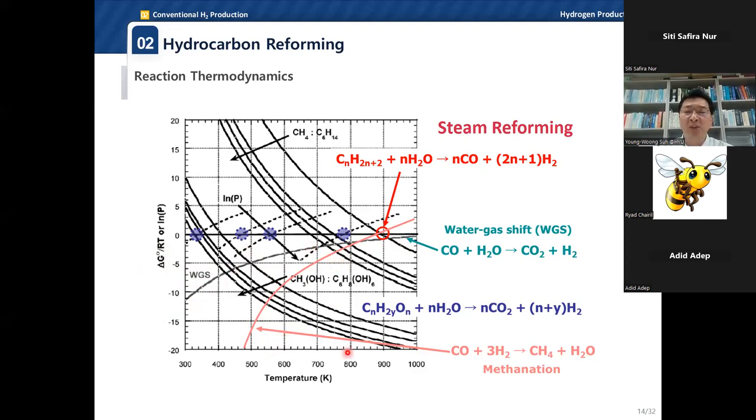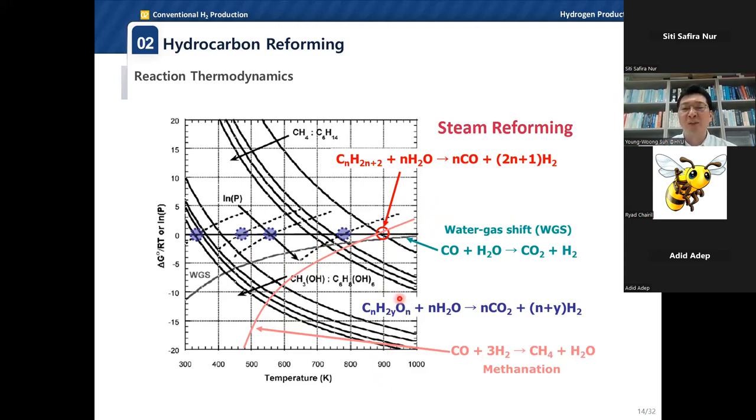And also I have to mention this reaction, methanation. The CO reacts with the hydrogen to produce methane and water at the same time. And for this pink curve over here, just around 900 Kelvin, this reaction is thermodynamically feasible, but above that temperature, it is not. So if we do not want to undergo methanation, we have to use a temperature above 900 Kelvin.